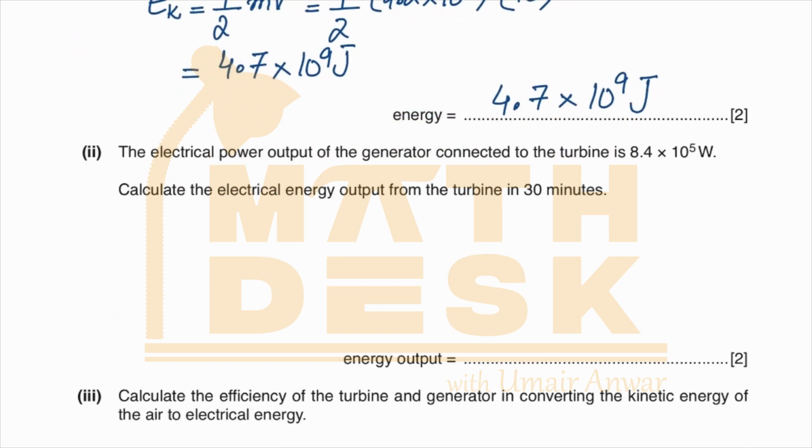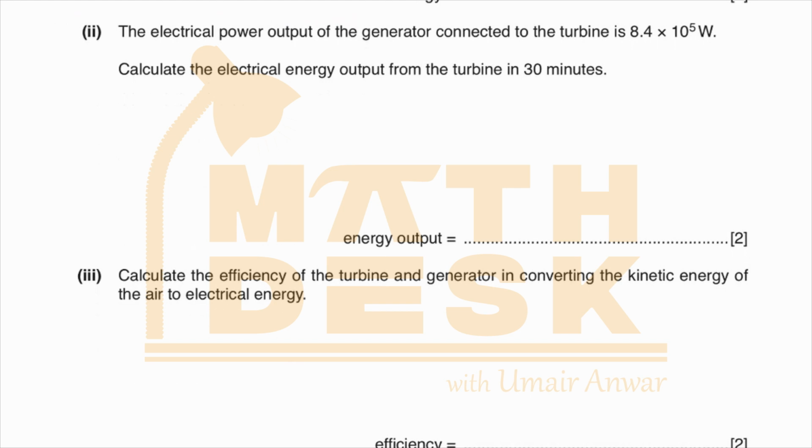The next part says the electrical power output of the generator connected to the turbine is 8.4 × 10^5 watts. So we are given the electrical power output, which is 8.4 × 10^5 watts. Calculate the electrical energy output from the turbine in 30 minutes.